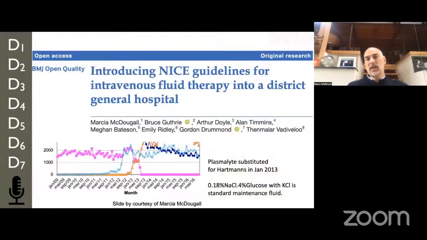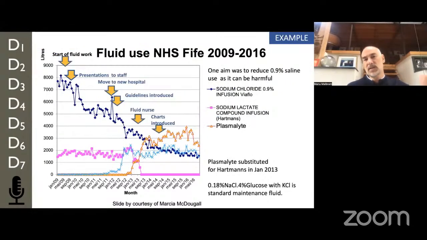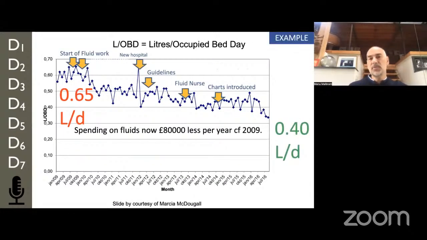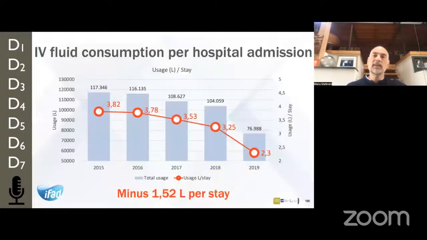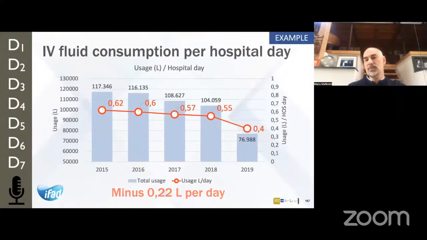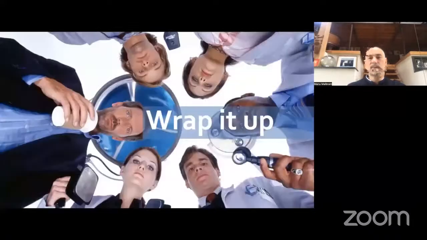So the last D, D7, is about documentation, and I'm very happy to see that the study of Marshall and McDougall is published, and over the years, introducing fluid stewardship, they were able to reduce fluid use from 0.65 liters per day to 0.4 liters per day, and from 5 liters per day to 3.7 liters per day. This is what happened in Scotland, and in Brussels, we had the same result, minus 1.5 liters per day or minus 0.2 liters per day.